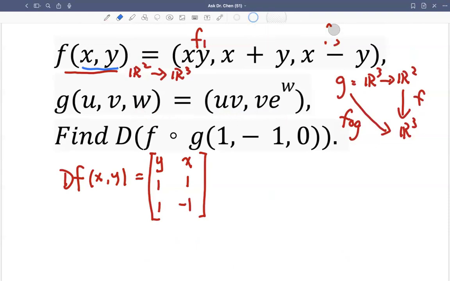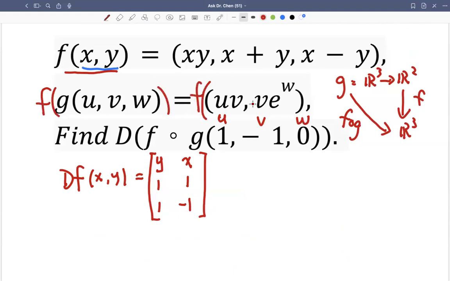Because we're given the input of g, right? We know the first one is u, second one is v, this is w. Remember when f takes g as input, this is our x value, this is our y value. So when u is 1, v is negative 1, x is negative 1. So we have x is negative 1 because u is positive 1, v is negative 1. Okay, negative 1. What about y?